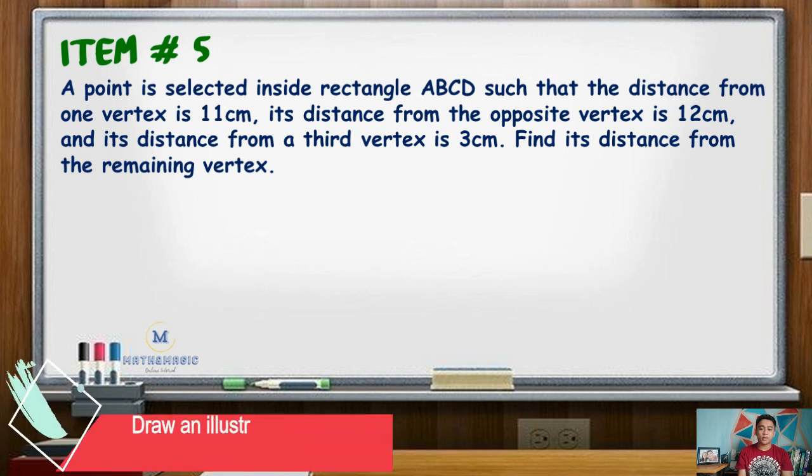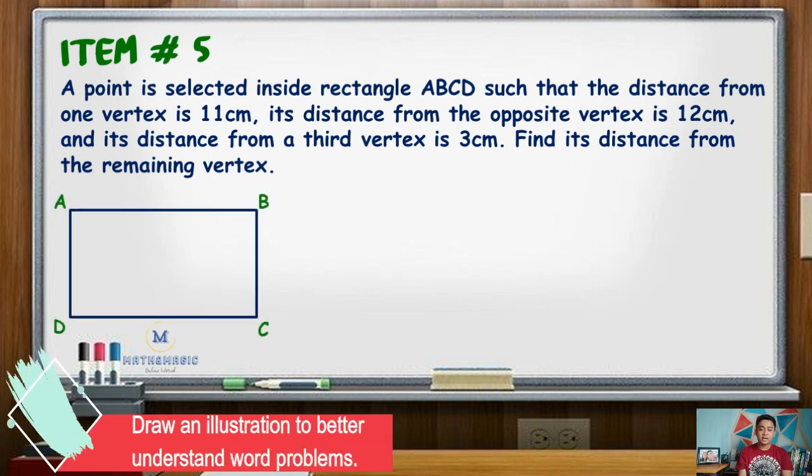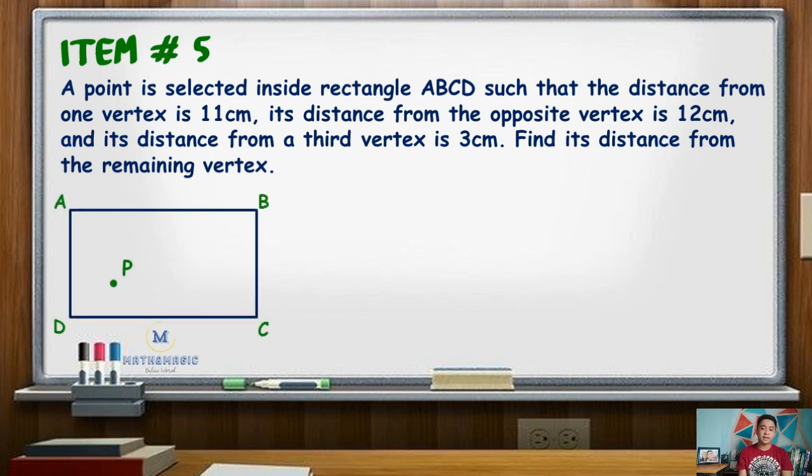Illustrating this problem, we have rectangle ABCD. Let point P be inside the rectangle such that the distance from A is 11 centimeters. From opposite vertex, which is C, to P has a distance of 12 centimeters. And from point D is 3 centimeters. Question is, how far is point P to point B? Or simply, how long is line segment BP?